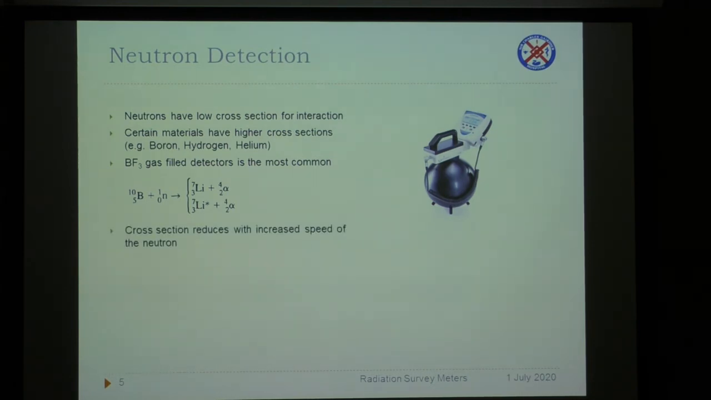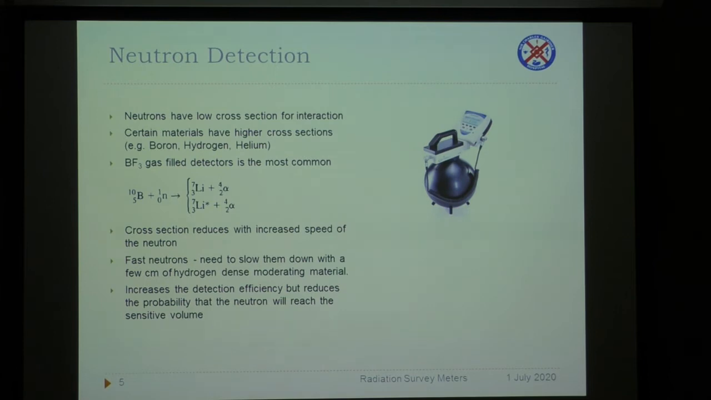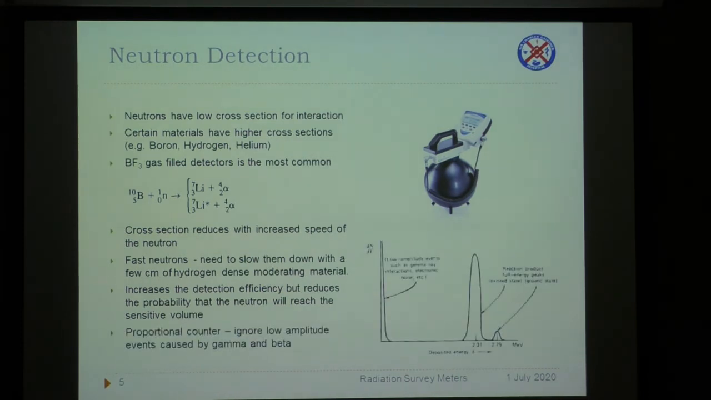The cross section reduces with the speed of the neutron. So the faster the neutron is, the less likely it is to interact, and so we need to slow them down with a few centimeters of hydrogen dense material. This will slow down your neutrons, but it will reduce your detection efficiency. So you'll actually detect less signal with hydrogenous material. So it's basically a compromise between being able to detect the neutron and getting absorbed by the material completely.